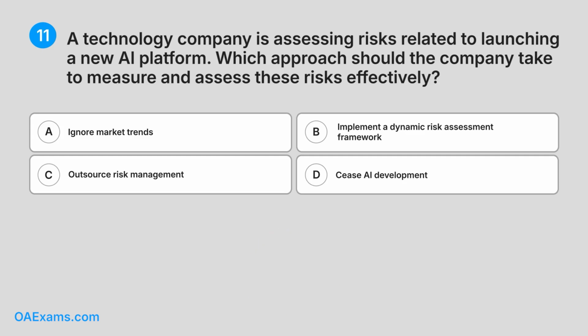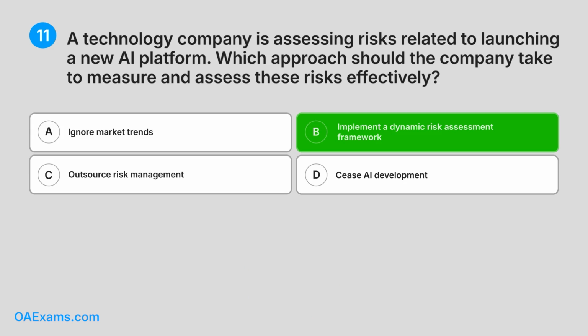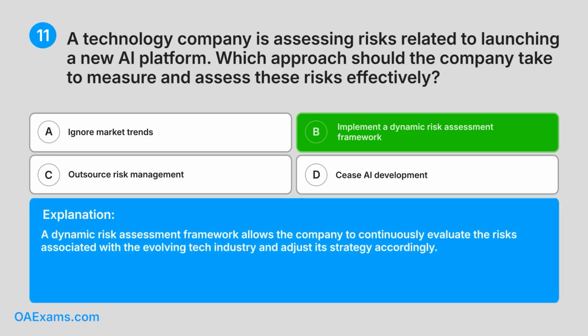Correct answer. B. Implement a dynamic risk assessment framework. Explanation. A dynamic risk assessment framework allows the company to continuously evaluate the risks associated with the evolving tech industry and adjust its strategy accordingly.